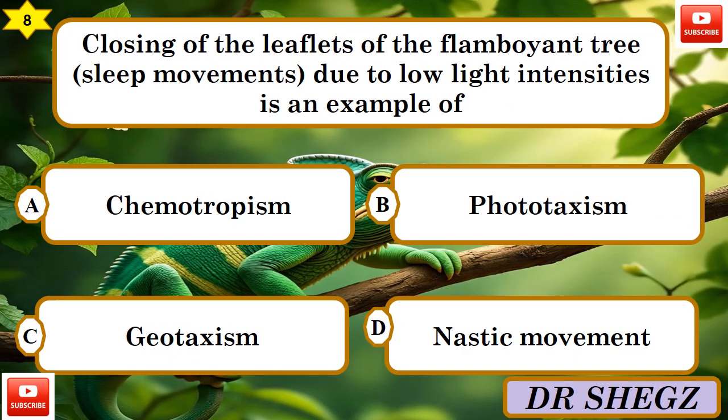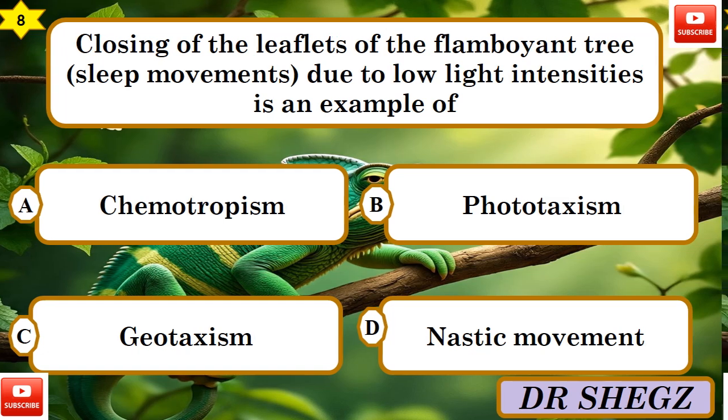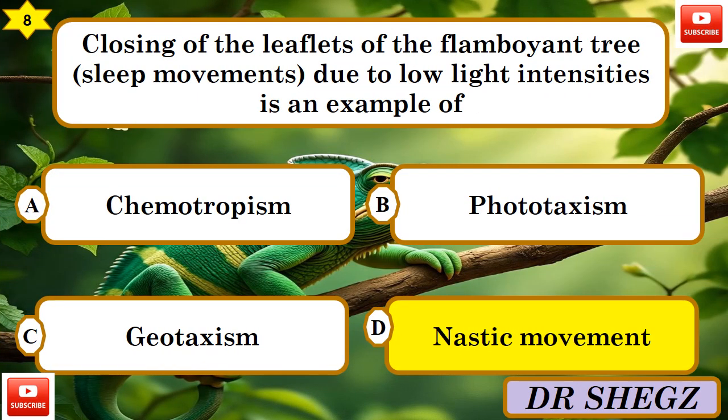Closing of the leaflets of the flamboyant tree due to low light intensity is an example of nastic movement.